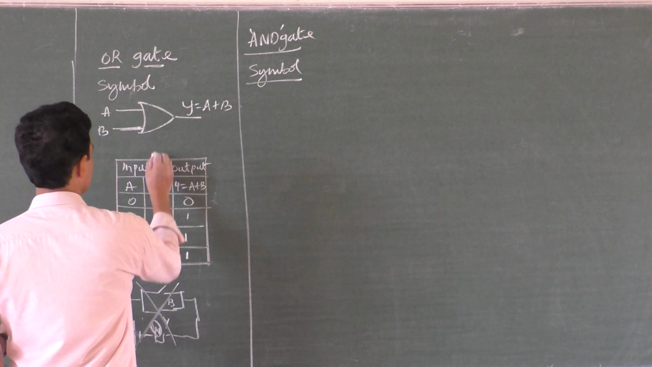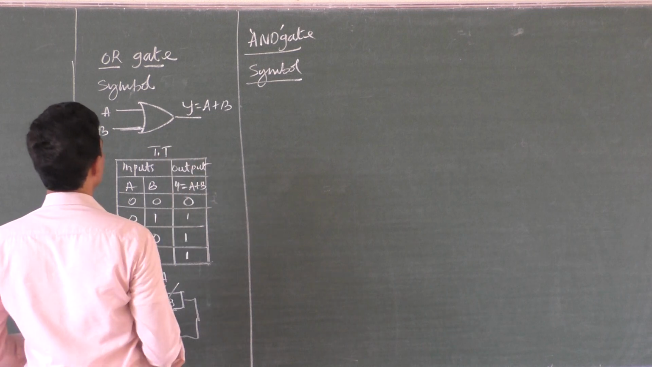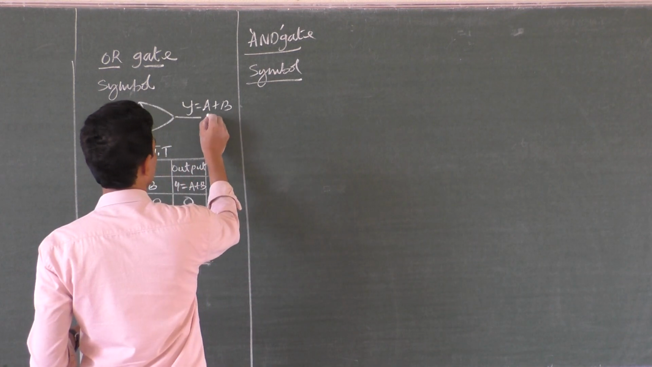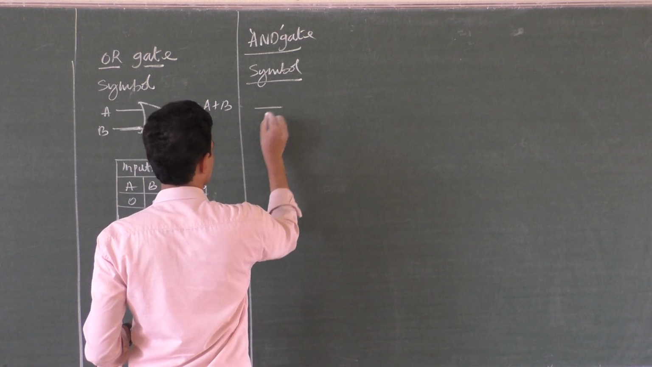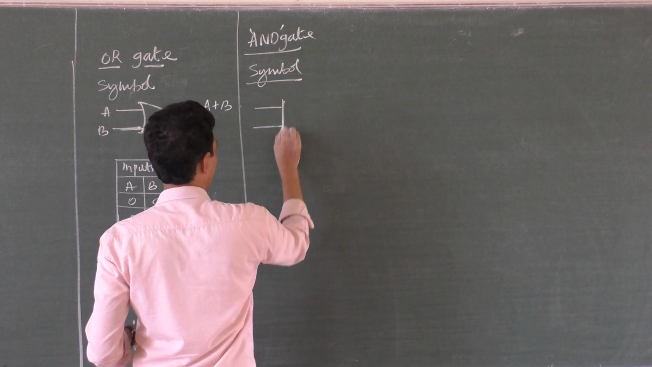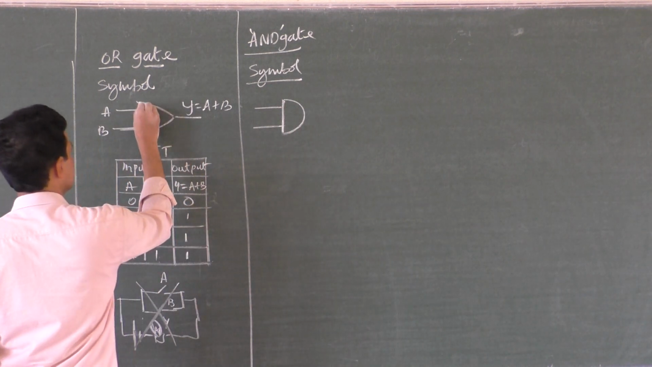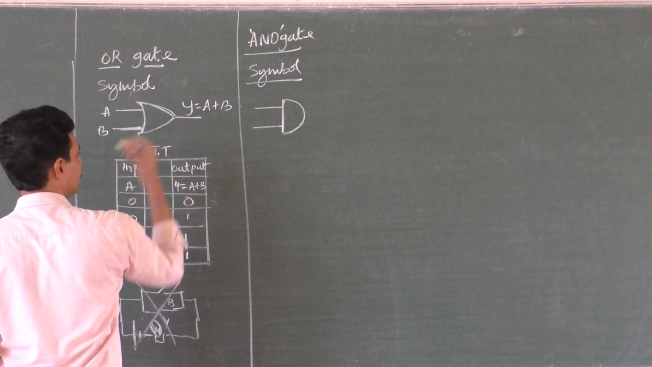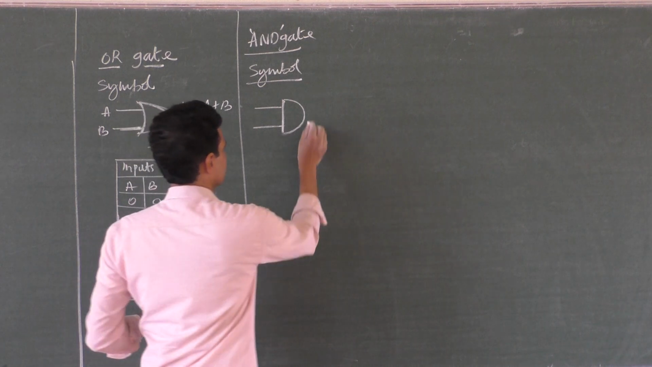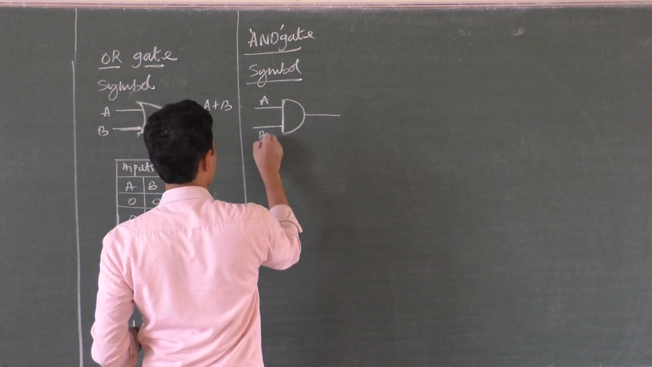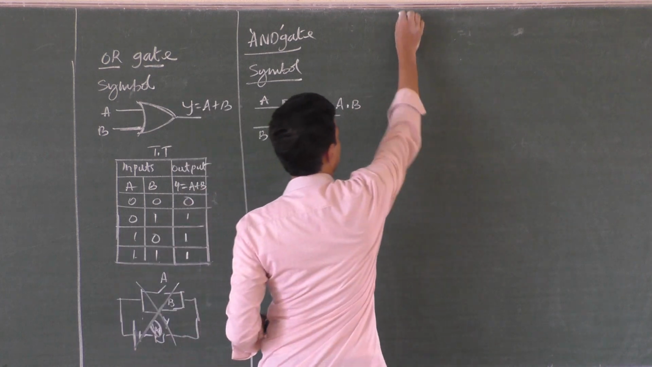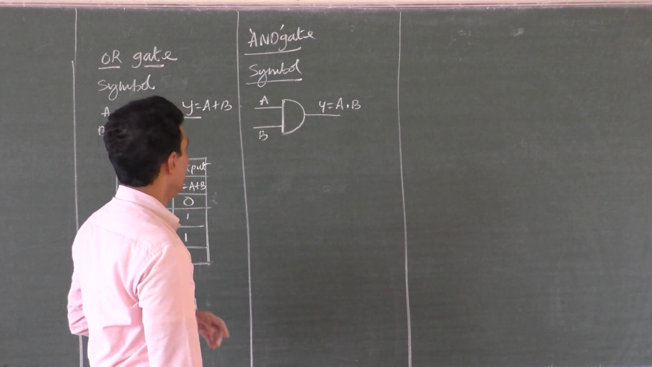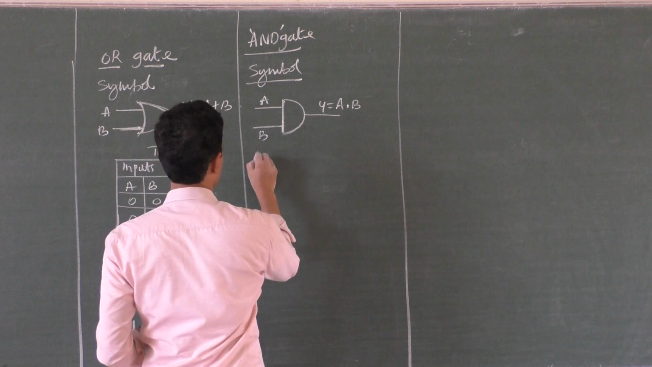So this is the symbol, this is the truth table, TT I will write, and this is the logical operation representation. Here the symbol is like this. So this is flat and this is curved. Here this is more curved, like a pig, and this is like a smiley. So this is A, this is B, Y is equal to A and B, A dot B, it is not multiplication, A and B, and what is the truth table?